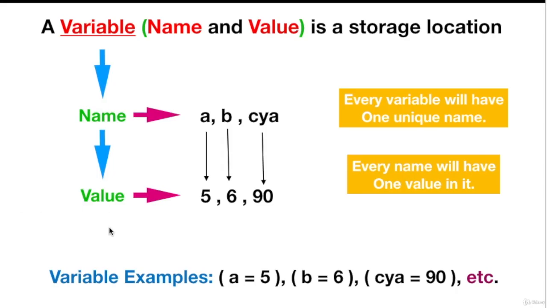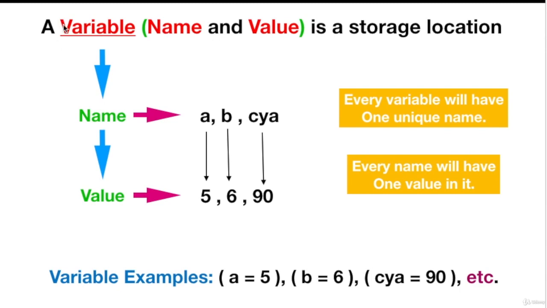First we will understand it in a mathematical way. Here a variable is a storage location. Wherever we store something, that is called a variable. A variable contains one name and a value. So a name and a value together are considered a variable, or you can say a variable is the sum of name and value.